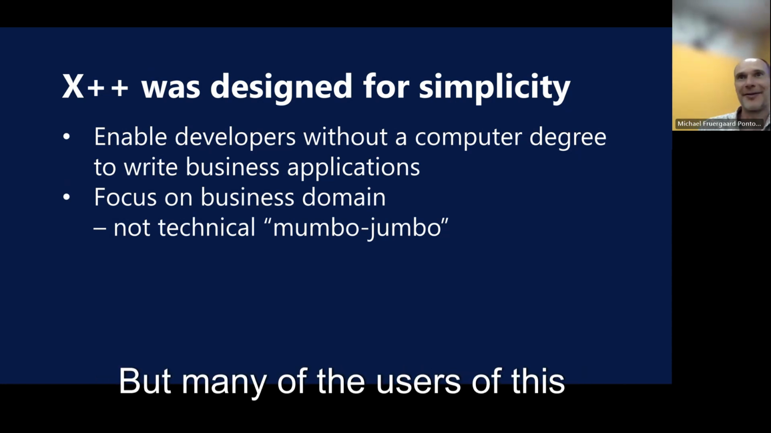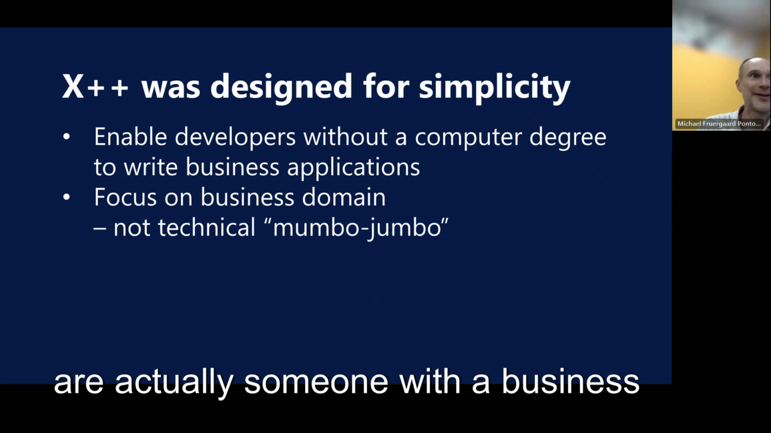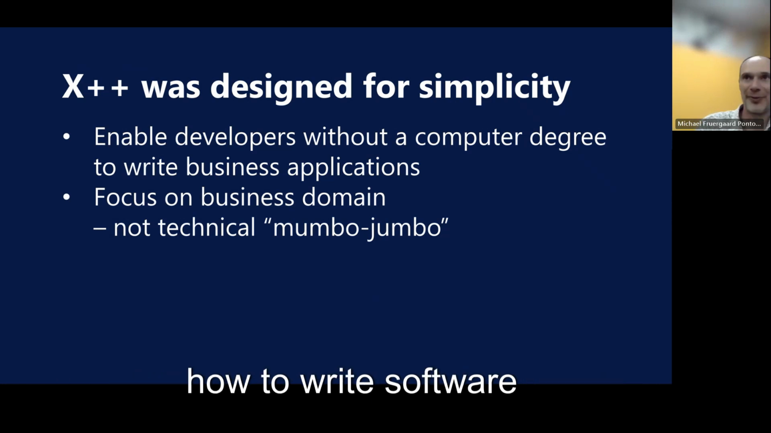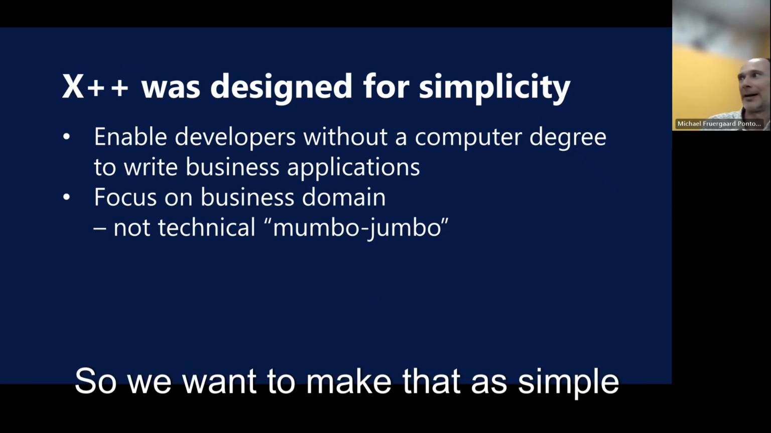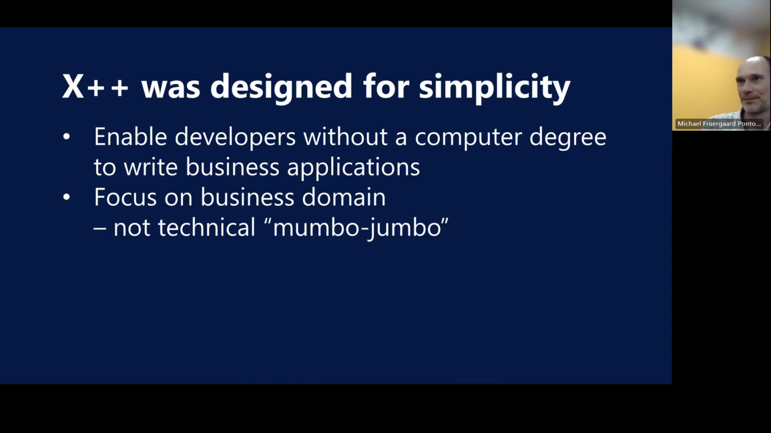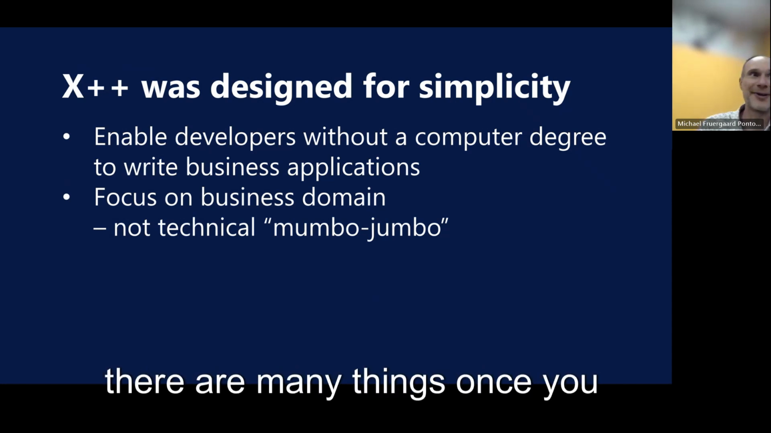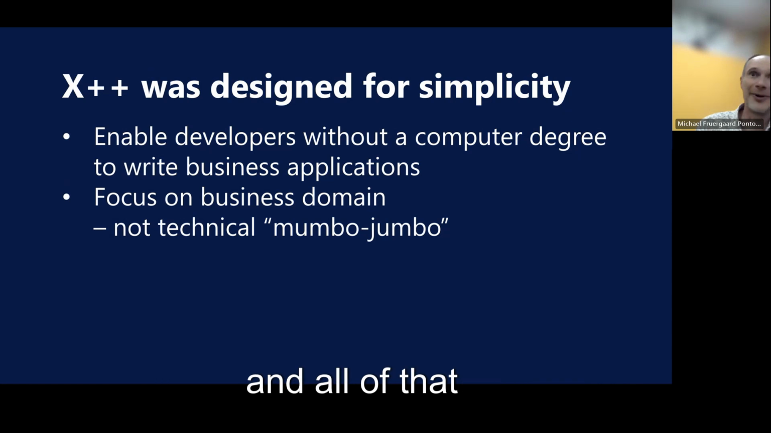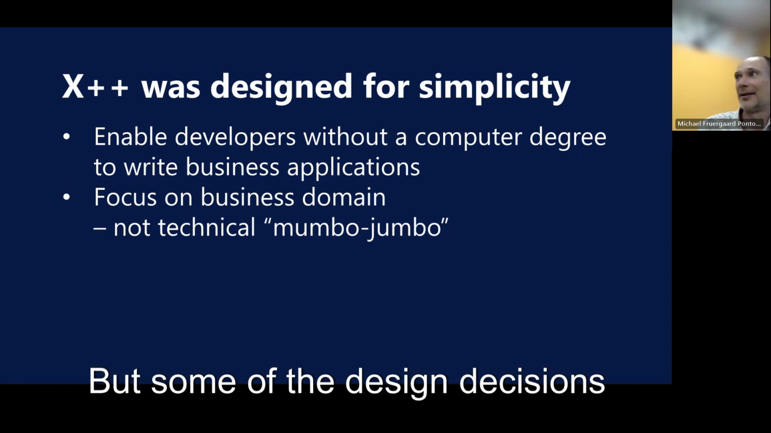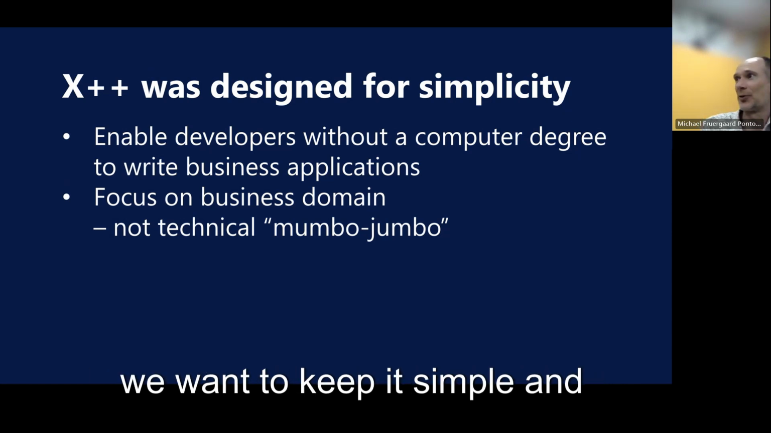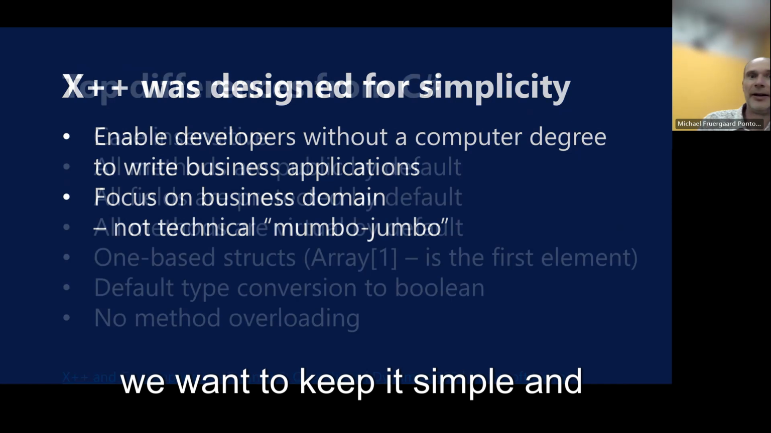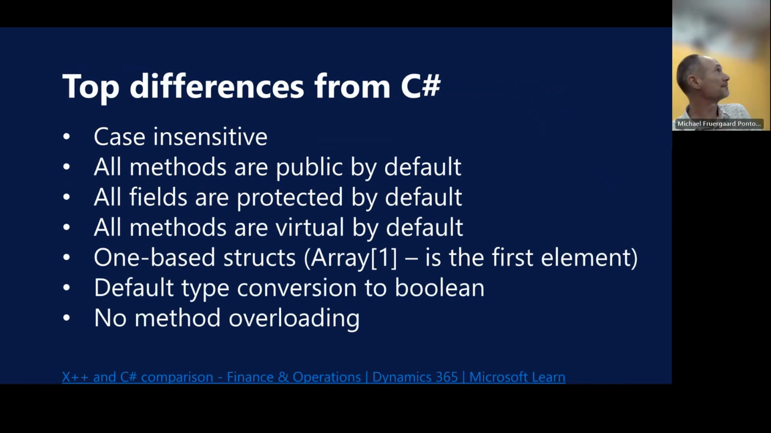But many of the users of this are actually someone with a business understanding who needs to learn how to write software. So we want to make that as simple for them as possible. It got complicated. It is a complicated system, and there are many things once you get into object orientation and all of that. But some of the design decisions we took were based on we want to keep it simple. And here are some of them.